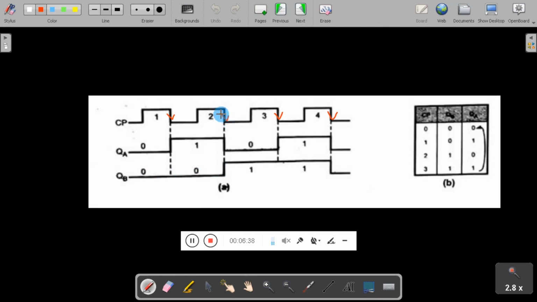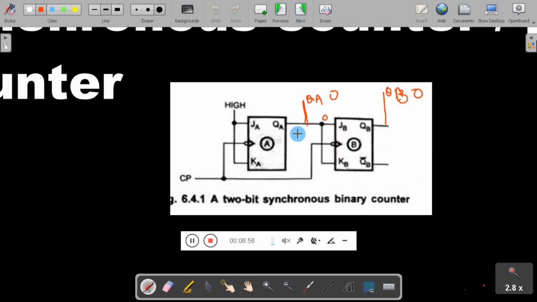Now during the second negative edge triggered clock, the output of the first will toggle. Initially it was 1, then it will toggle to 0. But the output of the second, let me erase this one, the output of the second, here initially it was 1, that means both are 1, J is 1 and K is 1, so it will toggle to now 0.